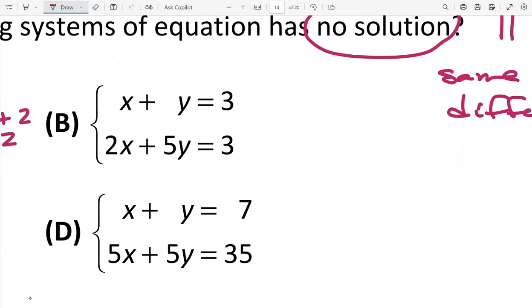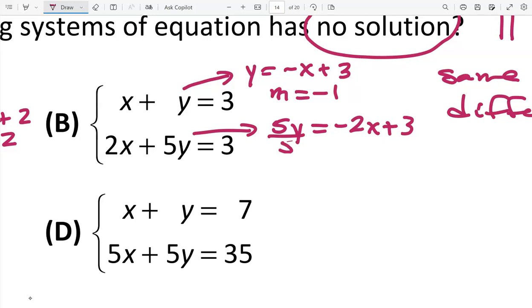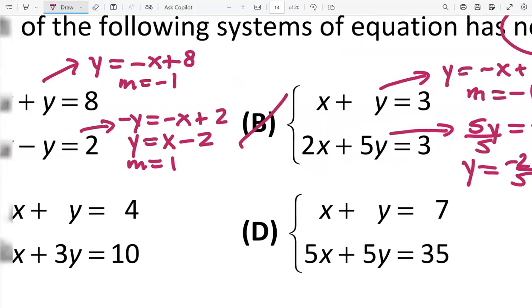For choice B, y equals negative x plus 3, which has a slope of negative 1. And for the second equation, 5y is equal to negative 2x plus 3, dividing by 5, we get y is equal to negative 2/5 x plus 3/5, which has a slope of negative 2/5. Are they parallel lines? Nope. They do not have the same slope.